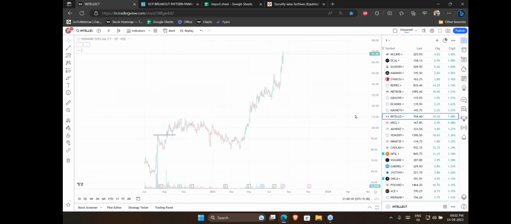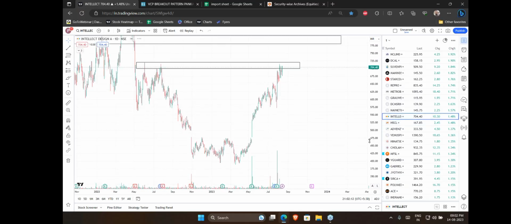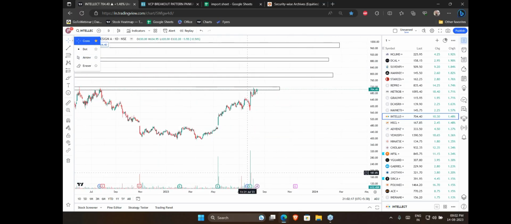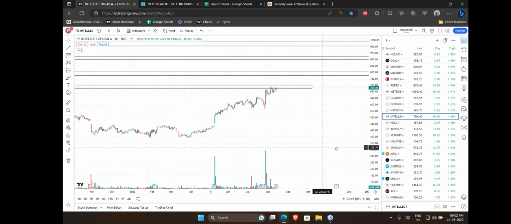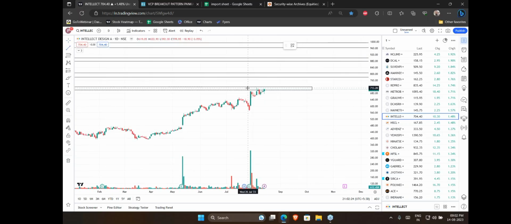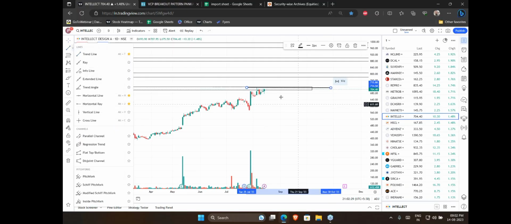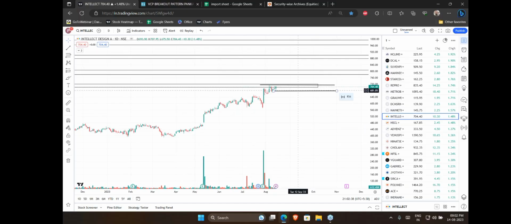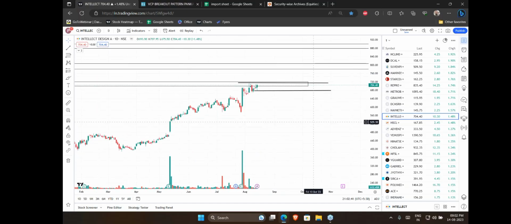HSCL, no entry. Intellect Design is looking for a breakout, and it's good. We can plan an entry in Intellect Design above 716. That is going to be this point, and stop loss is going to be the latest low, that is today's low at 675. 720 and 675 is the stop loss. So Intellect is also selected.